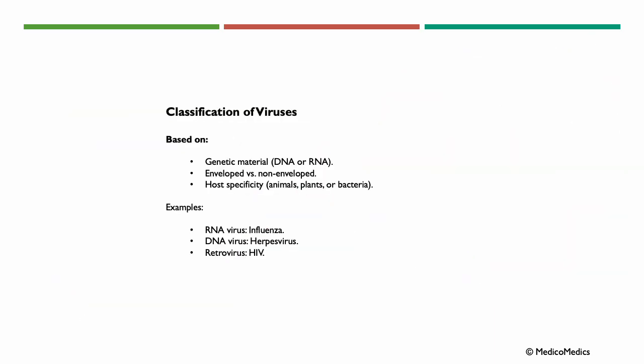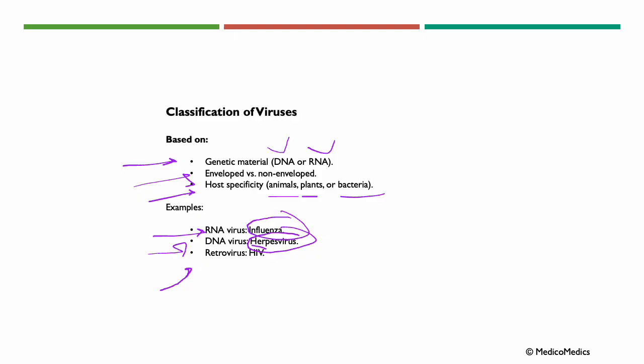Now, how do we classify viruses? We do it based on genetic material. Is it a RNA virus or a DNA virus? Is it enveloped or non-enveloped? What is its host specificity? Animals, plants, or bacteria? Examples can be RNA virus like influenza, DNA virus like herpesvirus. Then we have retrovirus like HIV. So classifying viruses is like sorting packages by their type and contents. Some carry DNA, others RNA. And some even come with tools to actually rewrite their host's DNA, like HIV.